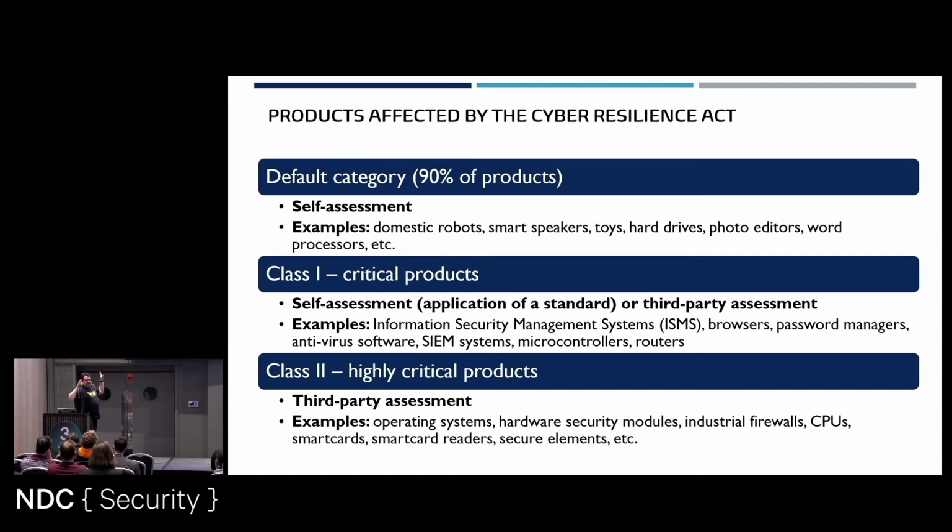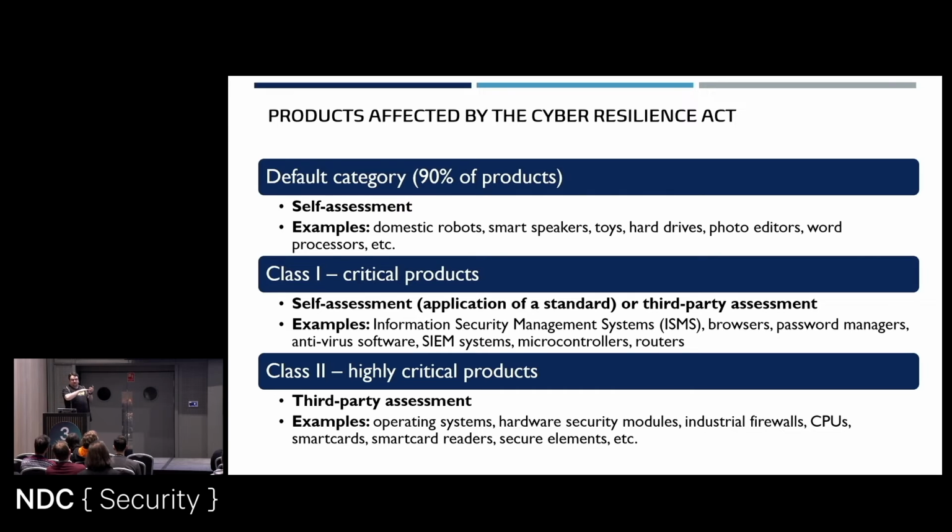The default category will cover about 90% of stuff, right? And you will only be required to provide a self-assessment saying that, hey, I've done my best to comply with the CRA to do security right, whether it's a software or hardware product. And this goes for smart speakers, toys, domestic robots, hard drives, word processors, any piece of software or hardware out there, any sort of IoT device that you might get at home, your smart lights, your whatever, right? So for this, you'll only be required to do that self-assessment.